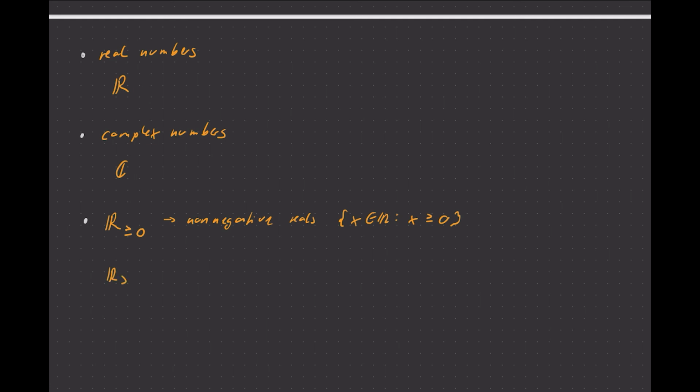Similarly, we'll define the positive real numbers as R greater than 0. And the negative reals are R less than 0. And of course, there's also the non-positive reals. Those will occur less frequently, but there's also a notation for those. Okay, so these are some shorthands that we will use whenever they are convenient.